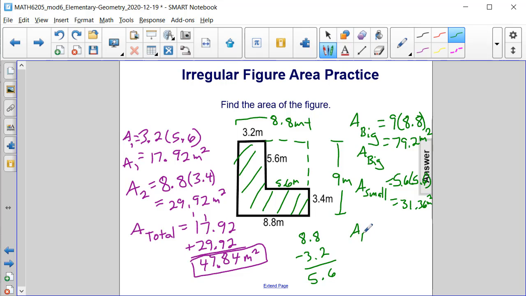So to get the area of the figure, we are going to subtract these two values. So that's 79 and 2/10, has a 0 in the hundredths place, minus 31 and 36 hundredths. We end up getting the same value here. We still get 47 and 84 hundredths square meters using both methods.